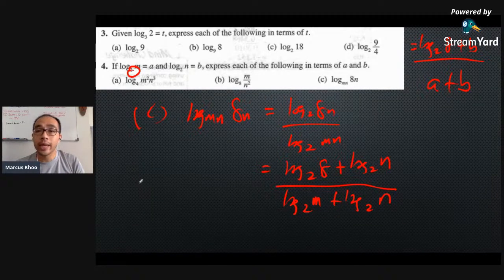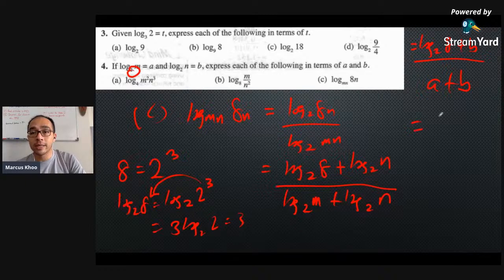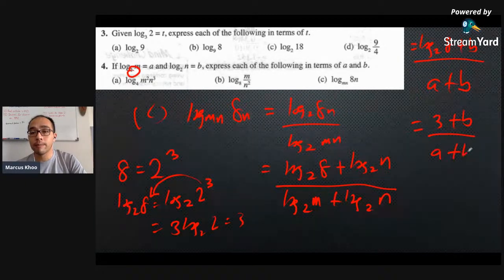So what do you think 8 is? 8 is actually 2 to the power of 3. So log 2a is actually log base 2, 2 to the power of 3. I bring 3 to the front, I get 3 log 2, which is 3. So my final answer is 3 plus b over a plus b.